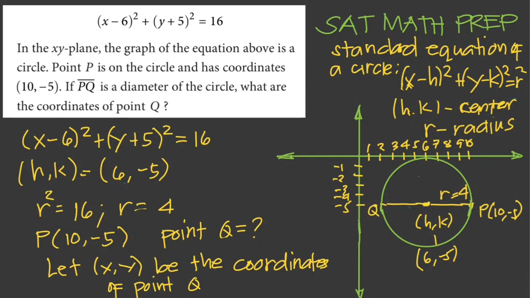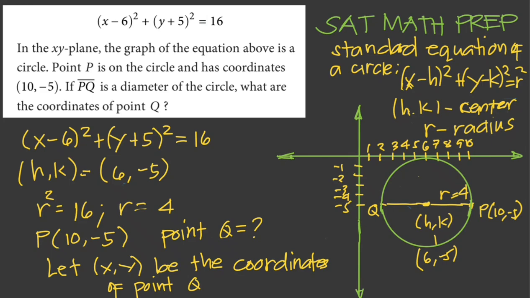Now let's solve this problem here. We're given this equation, and this equation is an equation of a circle. In the xy plane, the graph of the equation above is a circle. Point P is on the circle and has coordinates (10, -5). If PQ is the diameter of the circle, what are the coordinates of point Q?